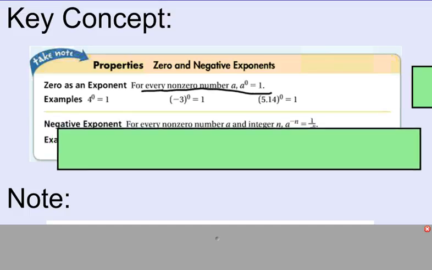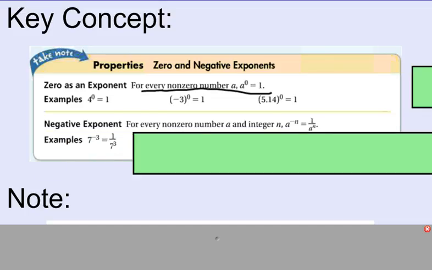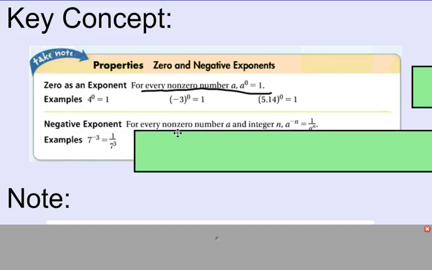All right, how about negative exponents? Here's the rule for negative exponents. For every non-zero number a, and an integer n, a to the negative n would be equal to 1 over a to the positive n. So in other words, here's a couple examples. If we have 7 raised to the negative third power, to make that a positive exponent, we just put 1 over 7 to the positive third power. And then we can reduce that. 7 to the positive third, I think, is like 243. So this would be 1 over 243.